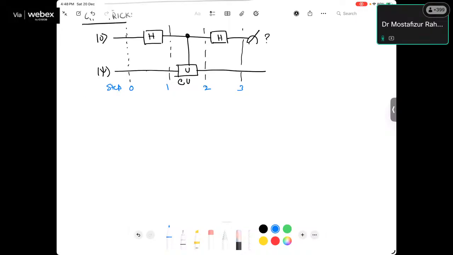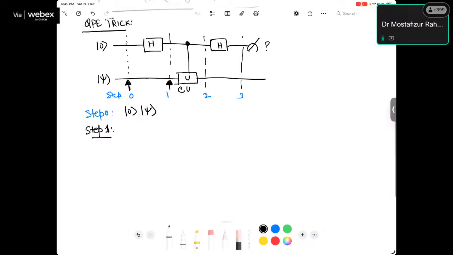Now we'll do the mathematics. Step 0. What is the thing in step 0? It is nothing but 0 and psi. So it's 0 tensor product with psi. This is my state at this particular point. Now I have to look at this next point. What is my composite state? So step 1.